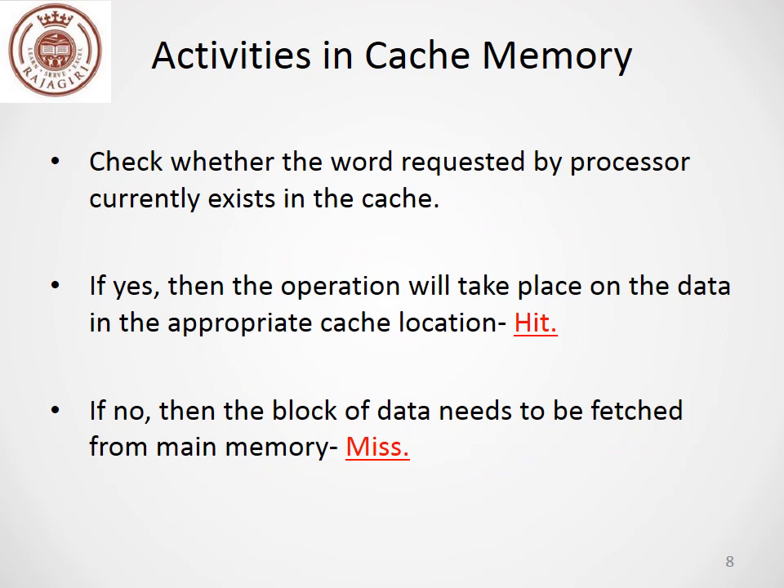So the two main activities that can happen inside a cache memory are hit and miss. Whenever one data item is accessed, first we will check whether the corresponding item, or in technical terms the word, is available in the cache or not. If the word is already available in the cache, then the operation will take place on that corresponding data, and this is called a hit. Whereas when I'm trying to access a word and that data is not available in the cache, then the block of data involving that word should first be fetched from the main memory and only then can I access it. In such a case, we call it a cache miss.